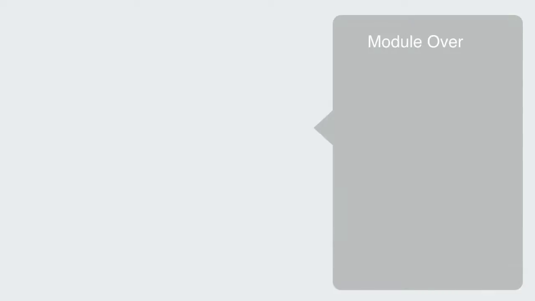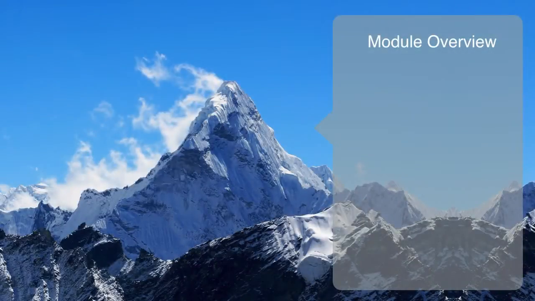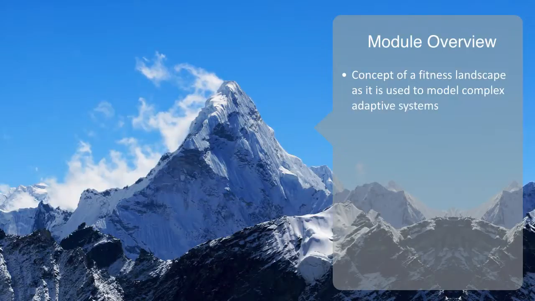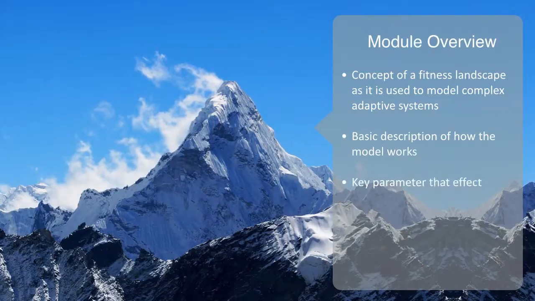In this video, we will present the concept of a fitness landscape as it is used to model complex adaptive systems. We will provide you with a basic description of how the model works, talk about the key parameters that affect its topology, and finally, look at the types of strategies used by agents within these different landscapes.